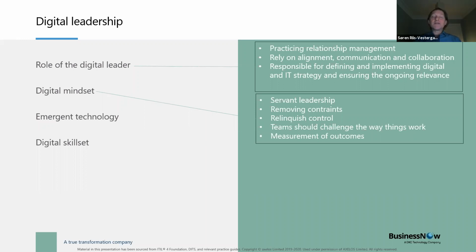So as a digital leader, we need to focus on how we can remove constraints, much like, as a practical example, how a Scrum Master is there to provide leadership on a local level and remove constraints, and leave it up to the team to actually do their work and challenge the way things work and say, I have a better idea of how things can be done. And then we should measure outcomes instead of whether people are working this or that hours, but what are the outcomes of the work that is being done?